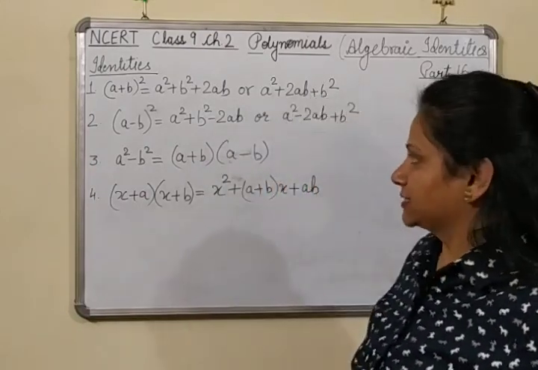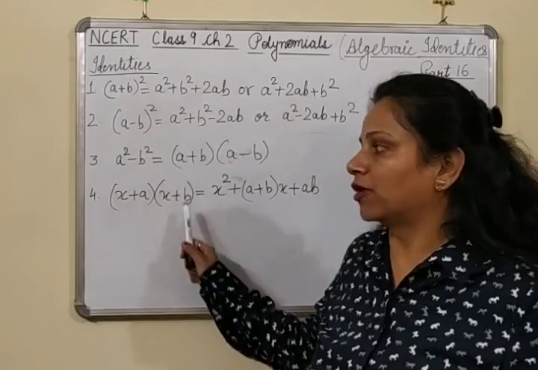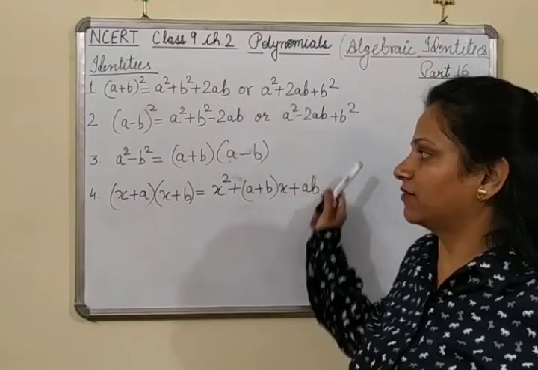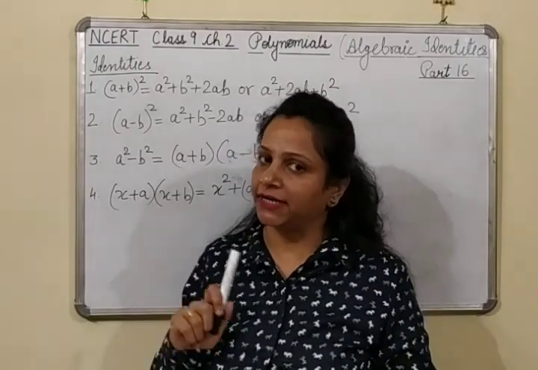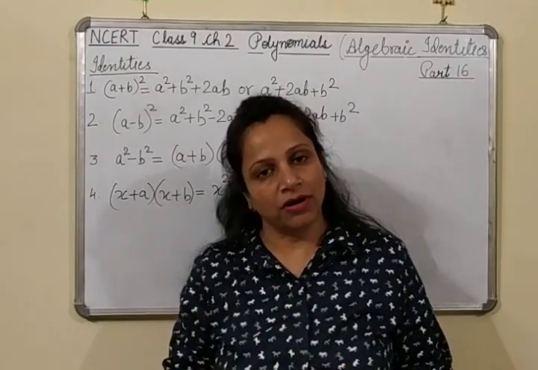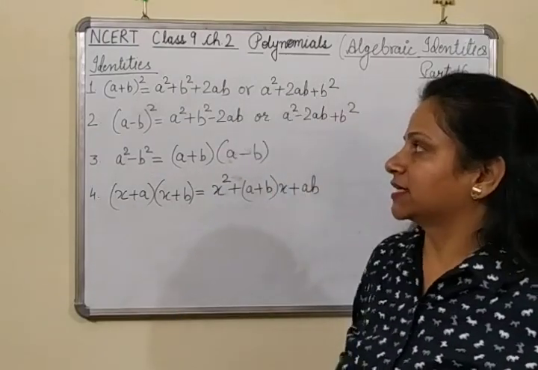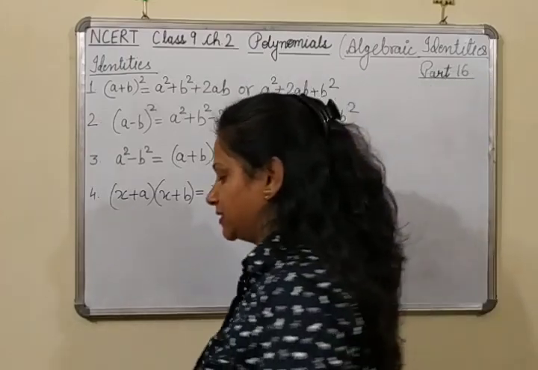Now in class 8, we have done these 4 algebraic identities. Now what are these 4? First let us have a review of these 4 that we have already done. Then there are 4 more which are introduced for class 9. So let us first have a look at the first identity.